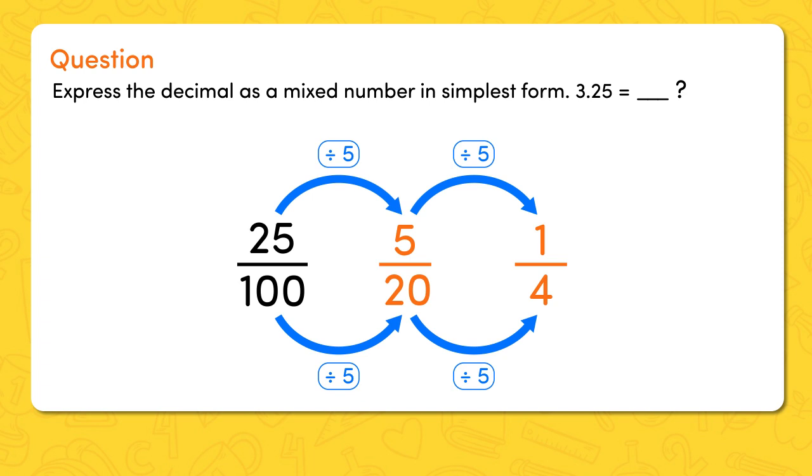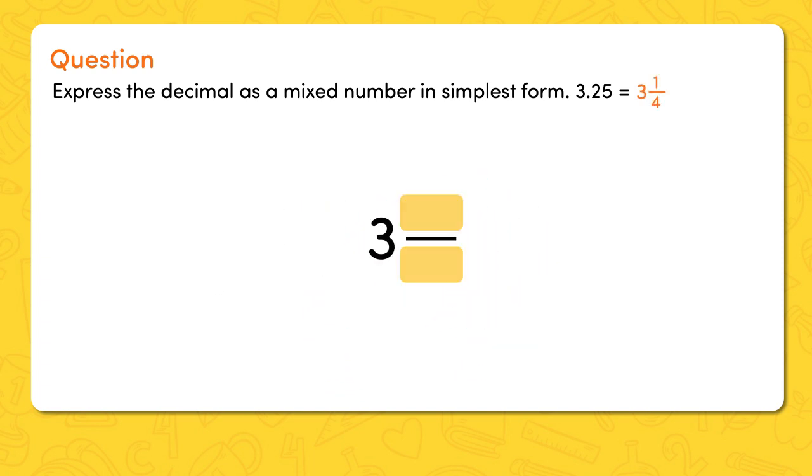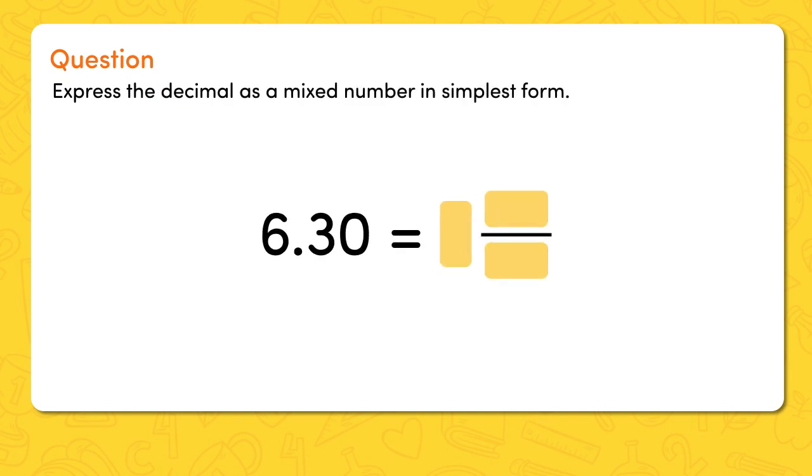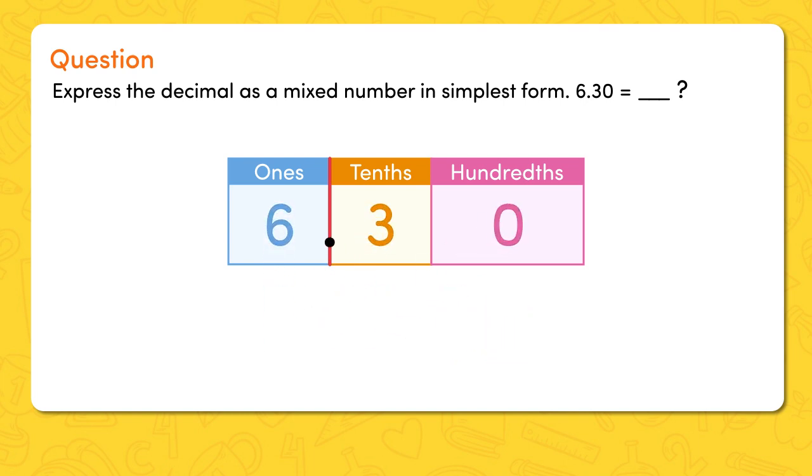Adding on the whole number 3 from before, we have 3 and 1/4. Did you get that? Let's look at another example. Express the decimal 6.30 as a mixed number in simplest form. Again, we can use the place value chart to help us.